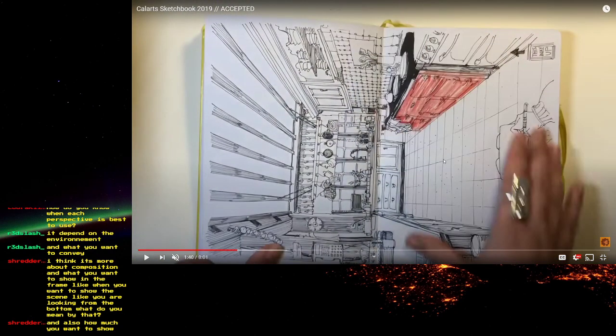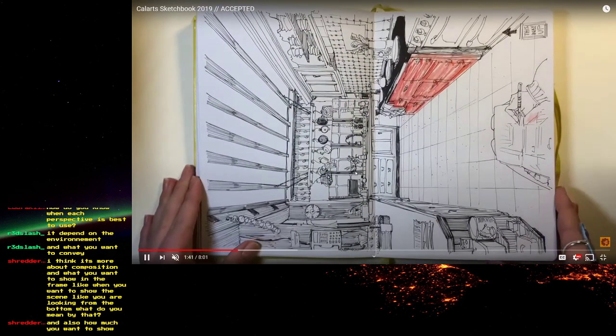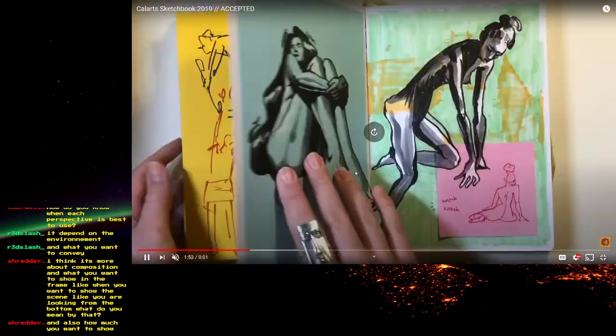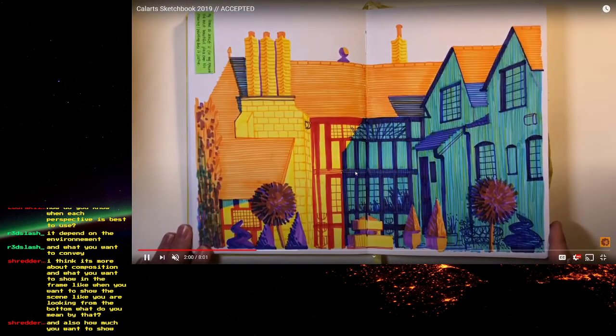See that? They flip it sideways, and you can see a topsy-turvy effect of this one-point perspective thing going on here. This is a one-point perspective drawing. Let me find some other examples in here.